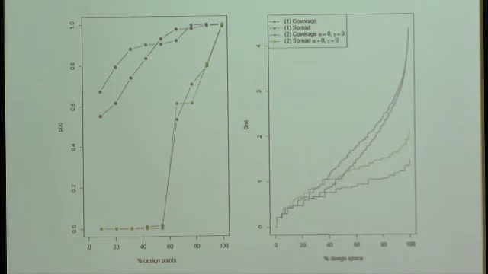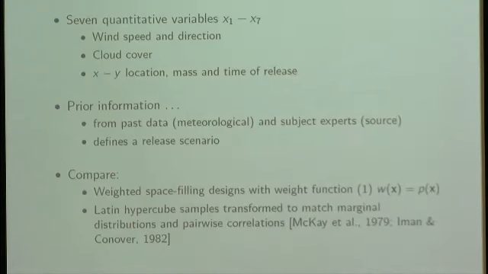Probably going to skip the second example and jump straight to example 3, which is thinking about applying these methods back to our motivating example. So the data we've got at the moment for this doesn't have any qualitative variables. This is still work in progress. We want to run an example which has qualitative variables as well as quantitative variables. What we have got is 7 quantitative variables at the moment: wind speed and direction, the cloud cover, the x and y location of the release, its mass, and the time.